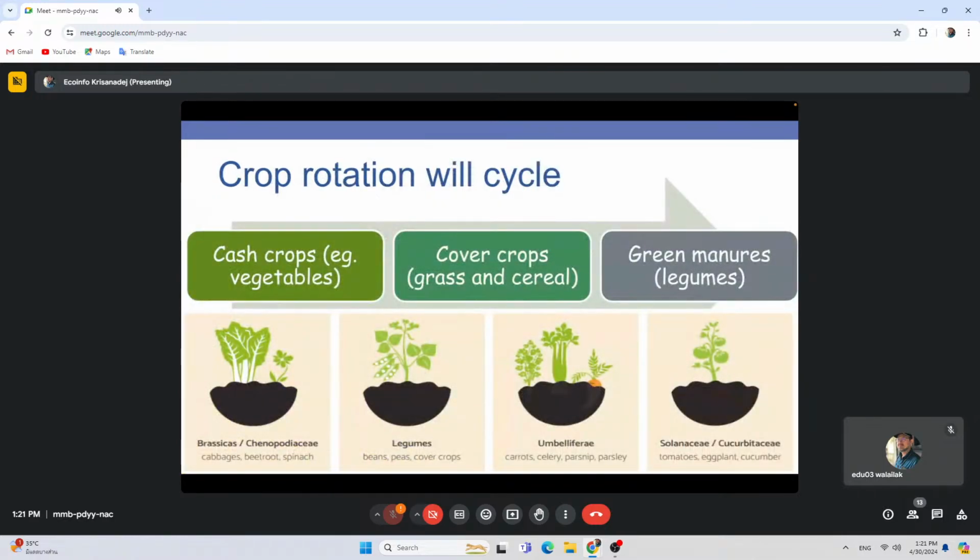Next slide, please. So crop rotation means you plant crops in a cycle. You can start with a cash crop like vegetables, and then next year you plant cover crops like grass and cereal. Next year you're going to make the soil fertile because you've been using up all your nutrients 2 years in a row. So the third year you put nitrogen back into the soil by planting legumes. And then the year after that, you can start with a cash crop again. Okay? This is called crop rotation.